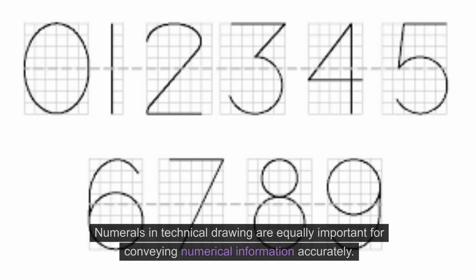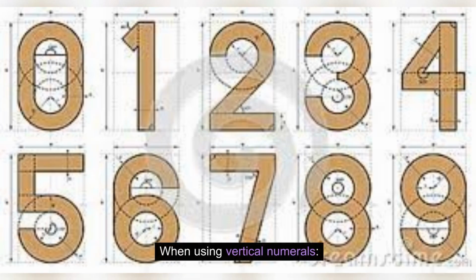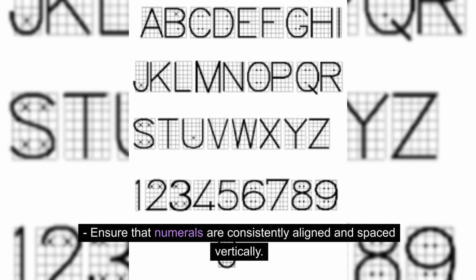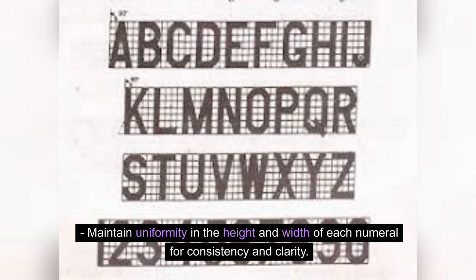Numerals. Numerals in technical drawing are equally important for conveying numerical information accurately. When using vertical numerals, ensure that numerals are consistently aligned and spaced vertically. Maintain uniformity in the height and width of each numeral for consistency and clarity.